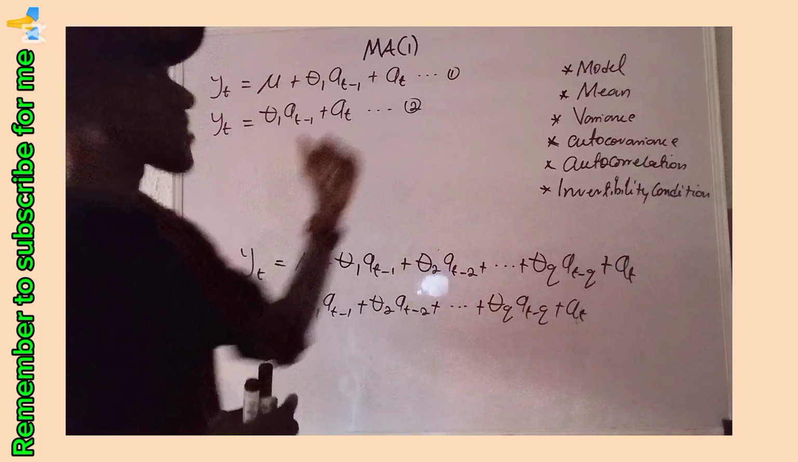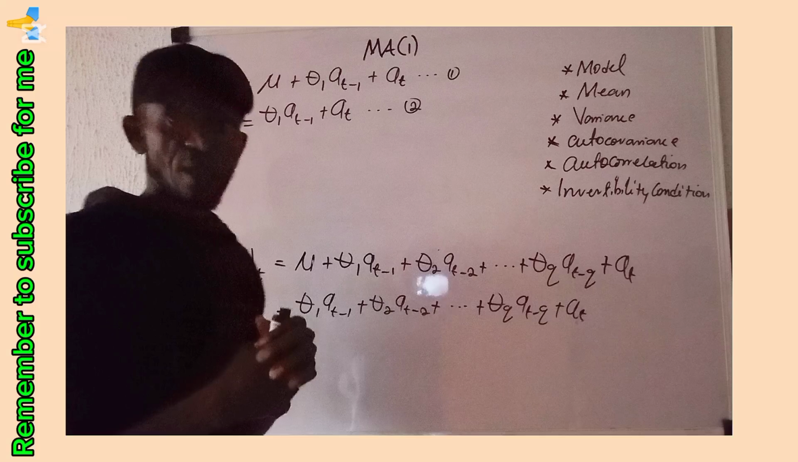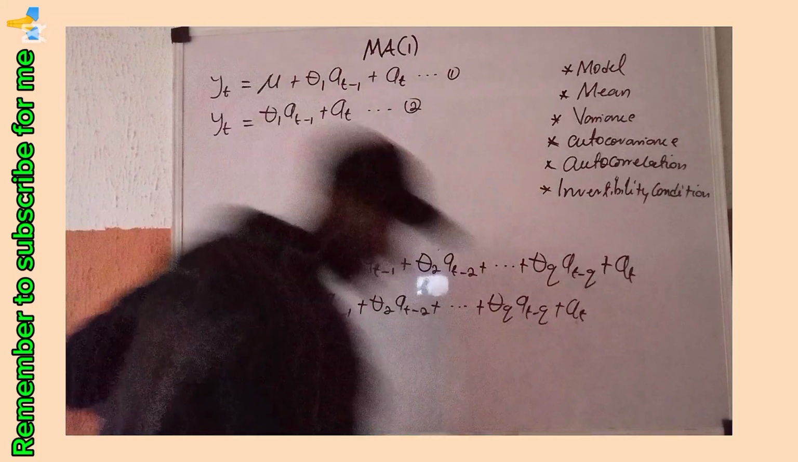So the next thing becomes, how do we get the mean of the moving average model of order 1? To get the mean, what we do is this. Permit me to clean here.